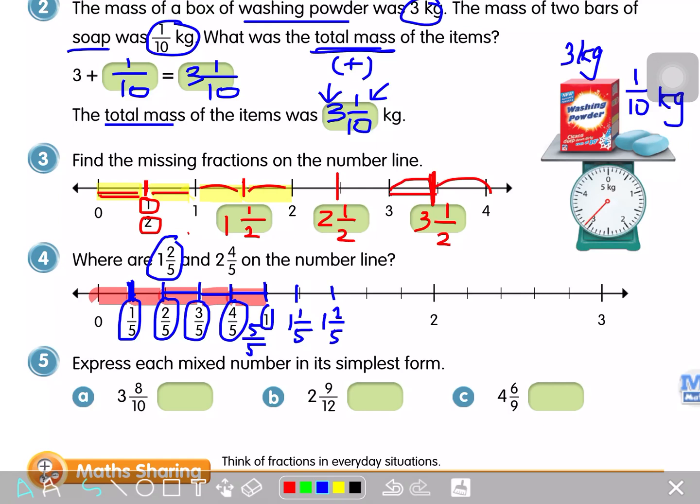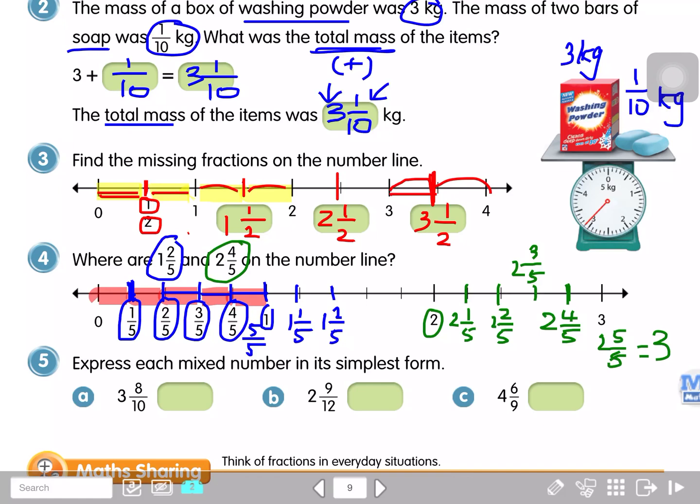And next we need to find 2 and 4/5. Okay. So we find the whole number first, 2 over here. And then we need to find where is 4/5 from there. So first, this is 2 and 1/5. Move another marking, 2 and 2/5. Move another marking, this is 2 and 3/5. And finally, this one here is 2 and 4/5. So this is where we need to find 2 and 4/5. And we move another one, we actually get 2 and 5/5, which is the same as 3.